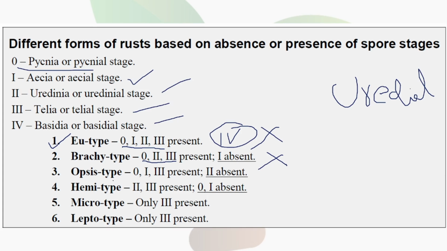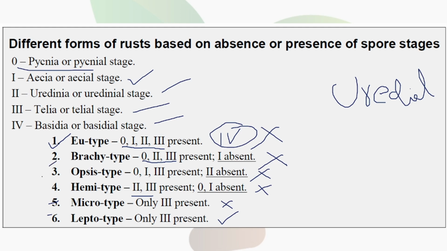Opsis type: 0, 1, 3 is present, 2 is absent. Hemi type: 2 and 3 is present, 0 and 1 is absent. Micro type: only 3 present. Lepto type: only 3 present. So micro and lepto type means only 3 present.